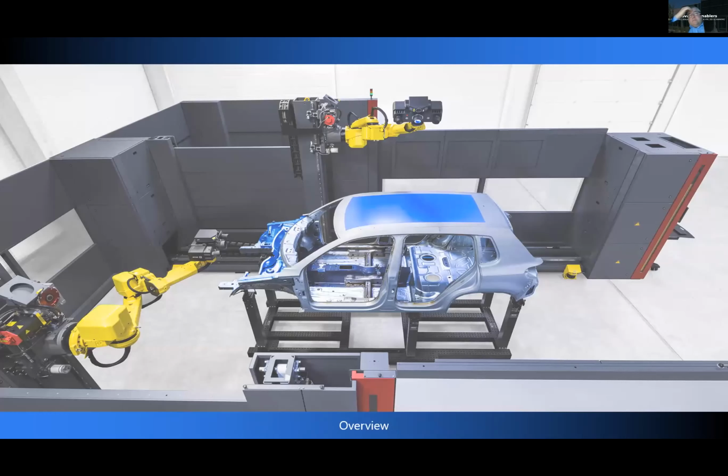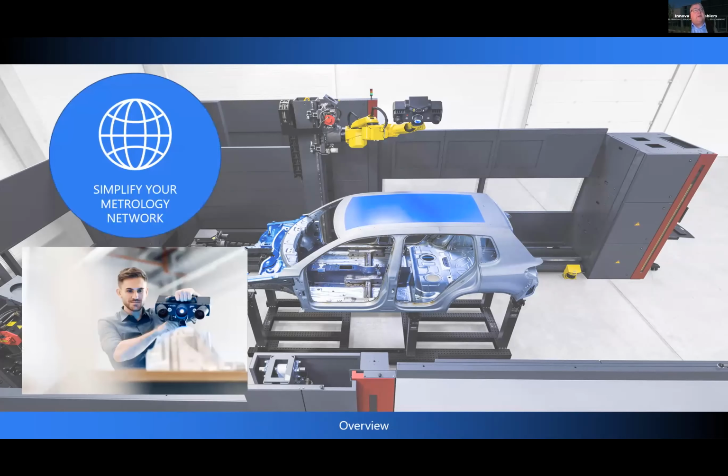Okay, so I'm going to go through 3 pillars, what we call them. Here's a picture of one of our robot cells that we have. I'll just be describing that in more detail. But I'm going to be going through 3 main pillars. One's called Simplify Your Metrology Network.